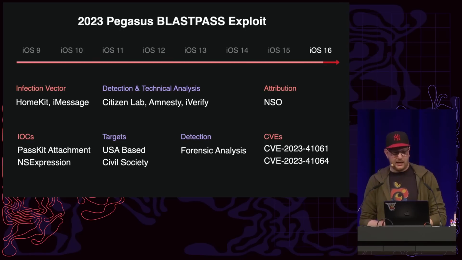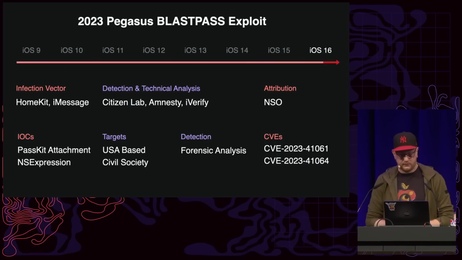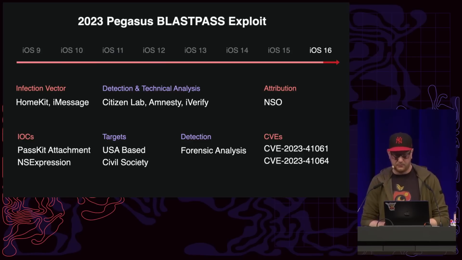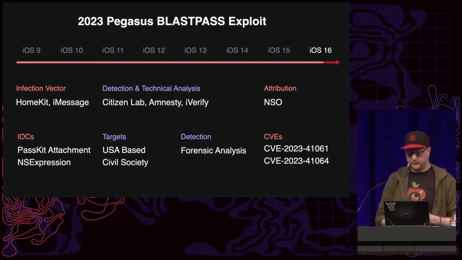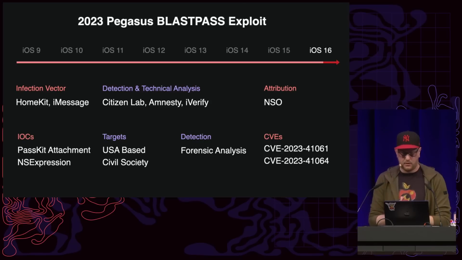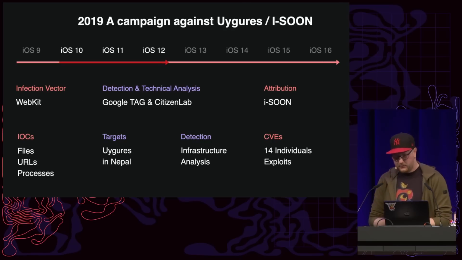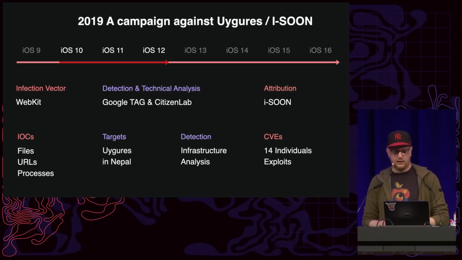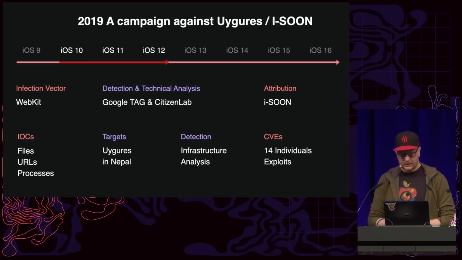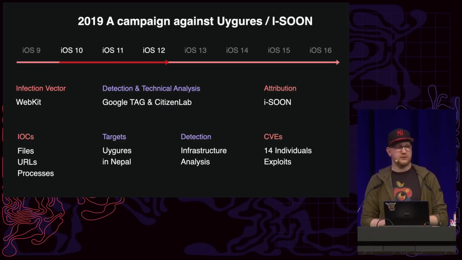In 2023, we had the BlastPass exploit chain that was discovered, and we were able to extract a specific sample of that. I'm not going to talk a lot about that because we're going to talk about it a lot more later in this talk. In 2019, there was a very interesting case. I originally called it a campaign against Uyghurs that was discovered by Google Project Zero and Google TAG. This was later attributed to iSoon based on the leaks earlier this year. The interesting thing about that campaign is that it was going on for over 3 years.